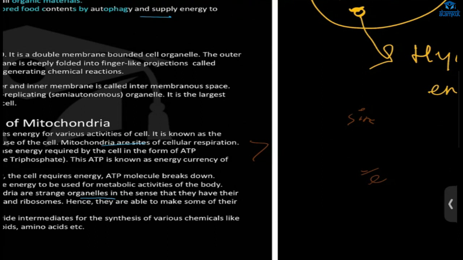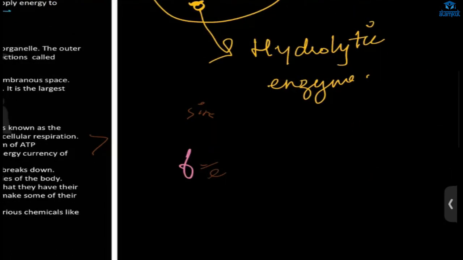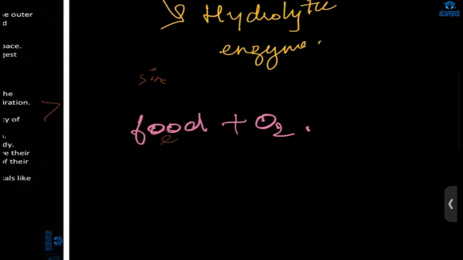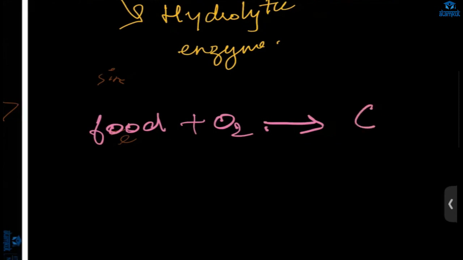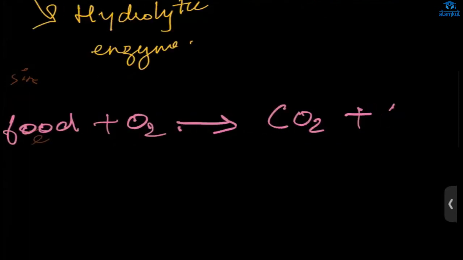How does this respiration happen? Food contains energy, so how are we utilizing this energy and forming ATP? Through respiration. During respiration, what will come inside? Oxygen. Now, what will happen when these two react? It will form carbon dioxide and energy.